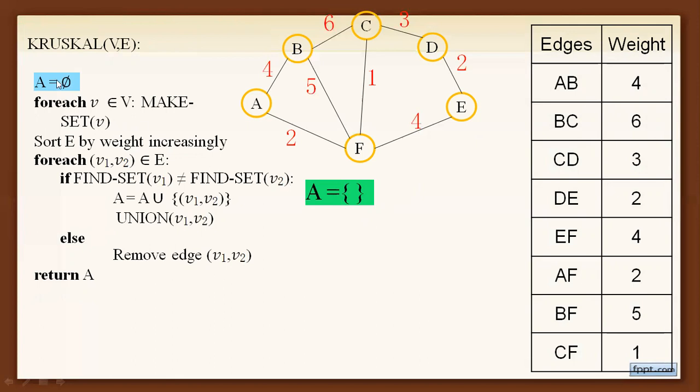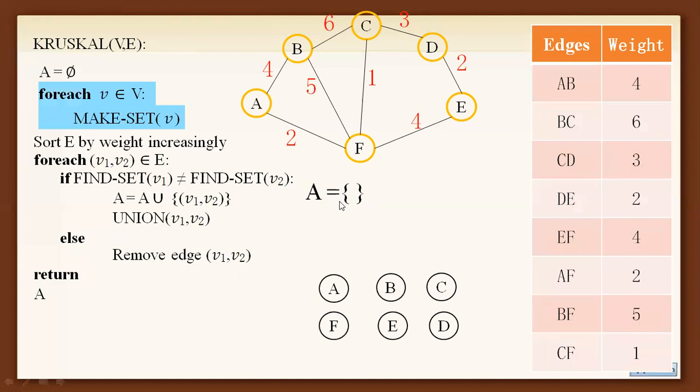Initially, that is to be empty. Next step is, for each vertex, select all the vertices in the given graph. So what are the various vertices in the given graph? A, B, C, D, E, F. These A, B, C, D, E, F are considered as vertices from the given graph.